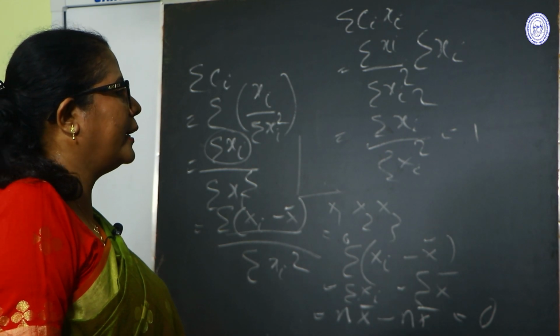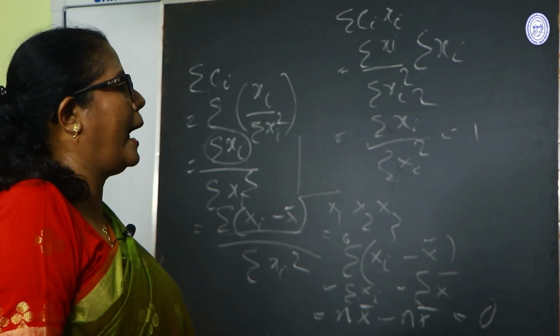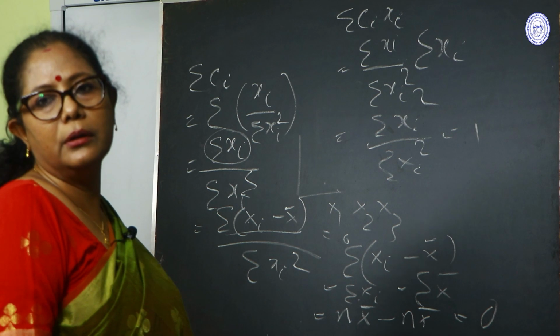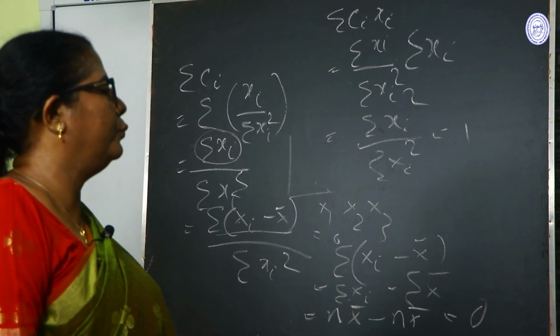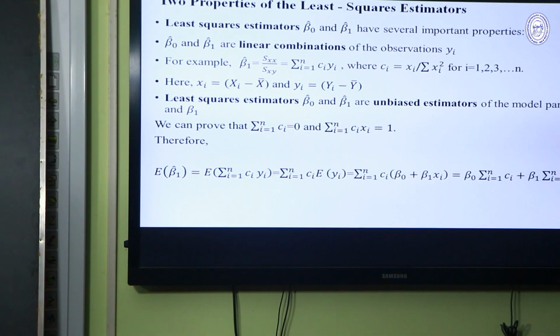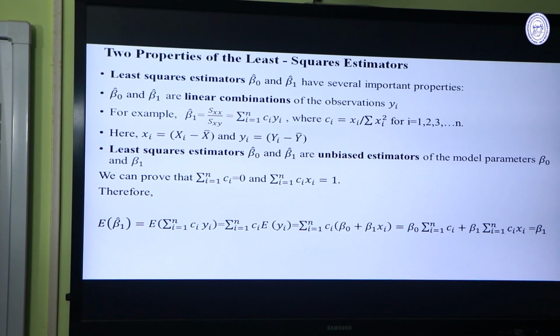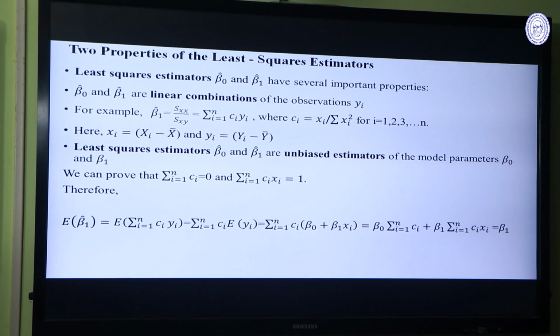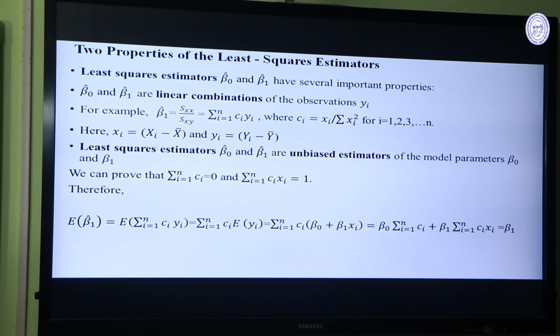So, we have proved that the expected value of beta 1 hat will be equal to beta 1. Now, it is your task to prove that the expected value of beta 0 hat will be equal to beta 0, and then we will move to the famous Gauss-Markov theorem in the next class.